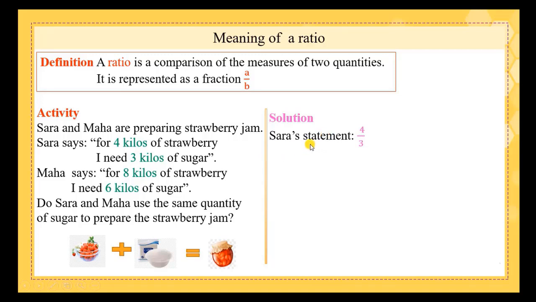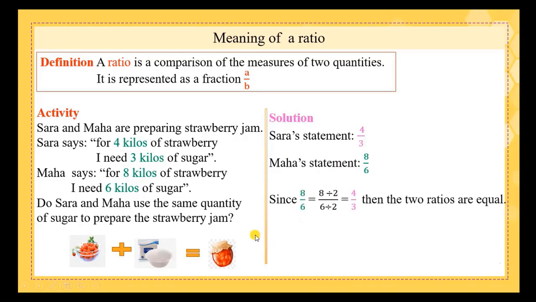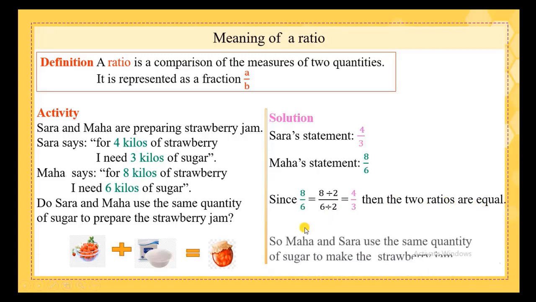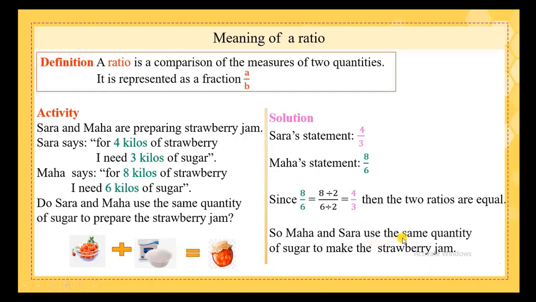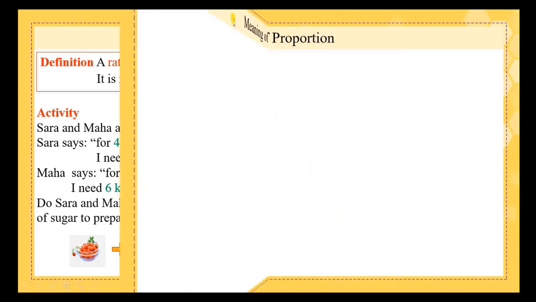I can write Sarah's statement as a ratio, 4 over 3, and Maha's statement as another ratio, that is 8 over 6. Since if we simplify 8 over 6 we obtain 4 over 3 by dividing by 2, then the two ratios are equal. So Maha and Sarah use the same quantity of sugar to make the strawberry jam.